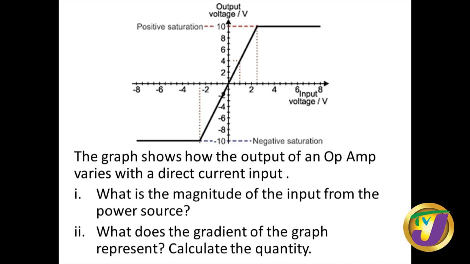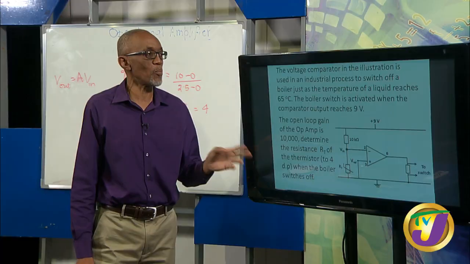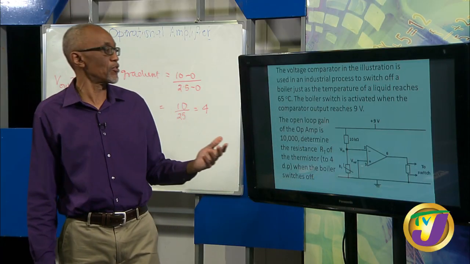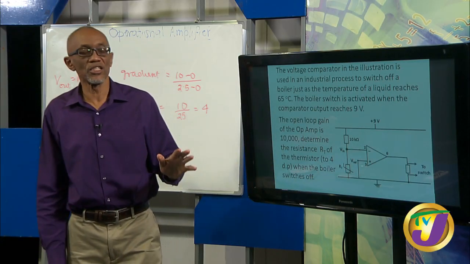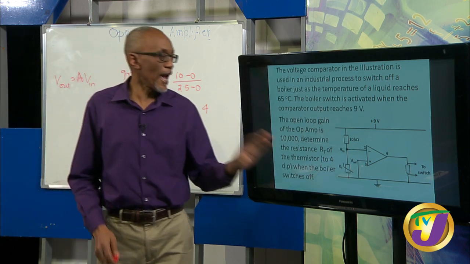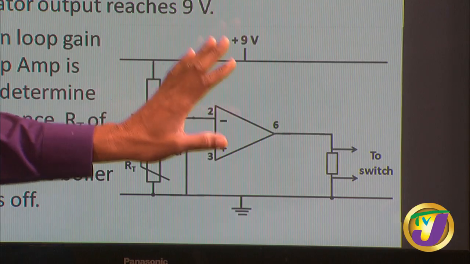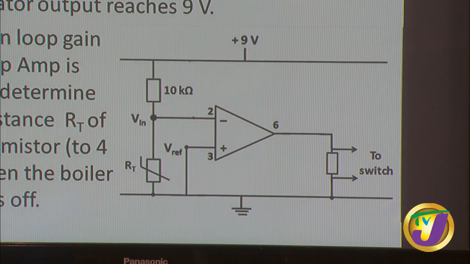Then we have a second question. Here we're going to use a voltage comparator. The voltage comparator in the illustration is used in an industrial process to switch off a boiler just as the temperature of a liquid reaches 65 degrees Celsius. The boiler switch is activated when the comparator output reaches 9 volts. So when the comparator reaches 9 volts, this boiler will switch off.